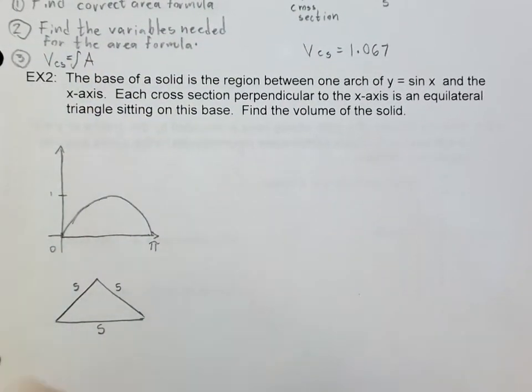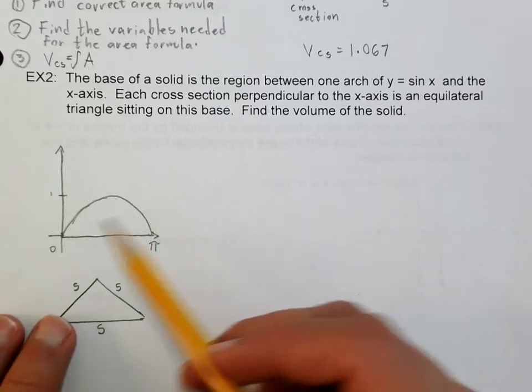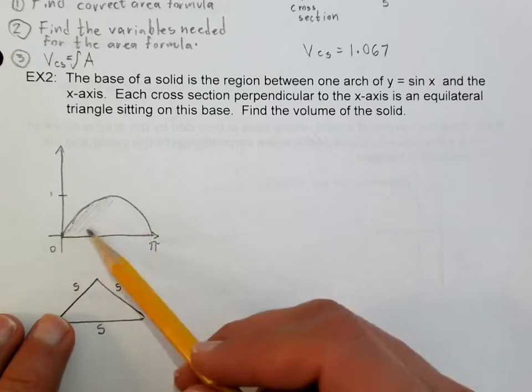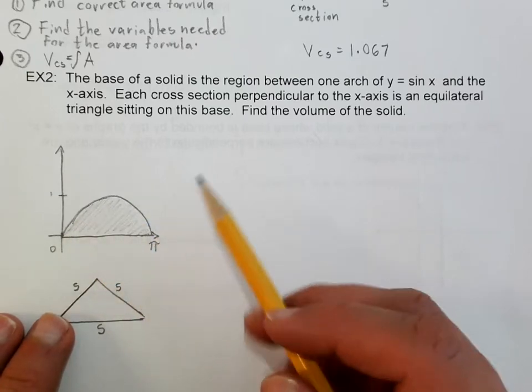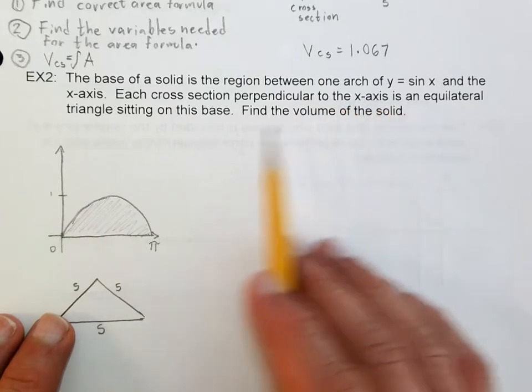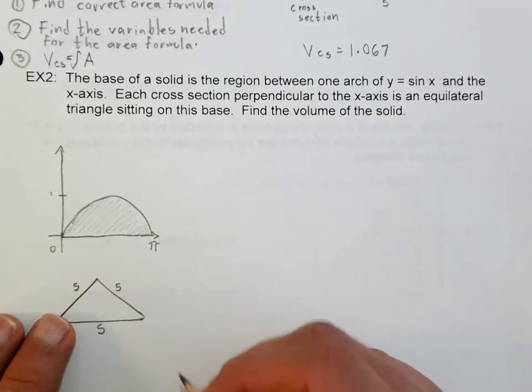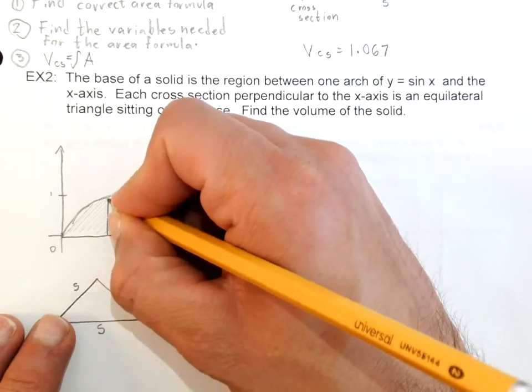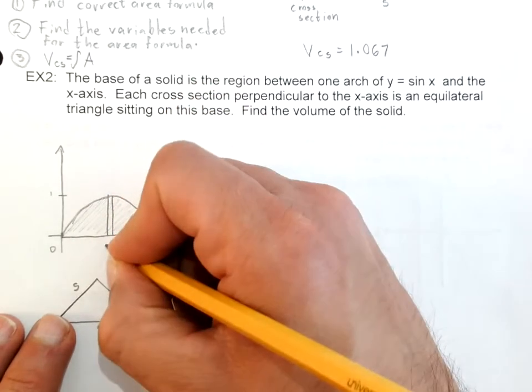Now this one, notice that I already drew this ahead of time. Alright, the base of the solid is the region between one arch of y equals sine x and the x-axis. So what we're looking at is this area right here. And it says each cross-section perpendicular to the x-axis is an equilateral triangle sitting on its base. So this would be the thickness of the triangle.